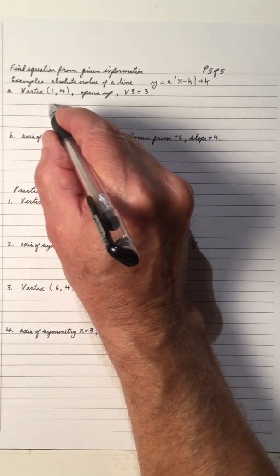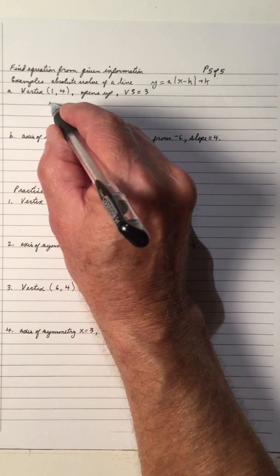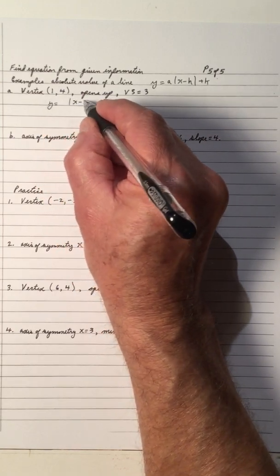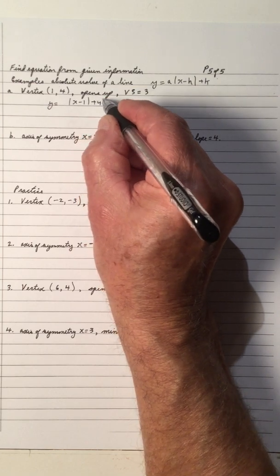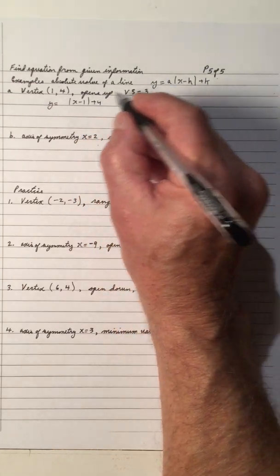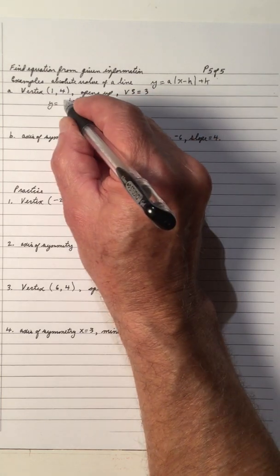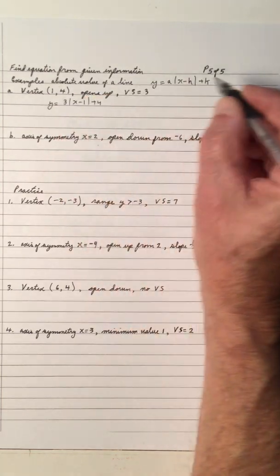So the vertex, I have 1, so that's x minus 1 plus 4. It opens up, which means that A is positive, and the vertical stretch is 3, so it's 3, and there's the positive understood.